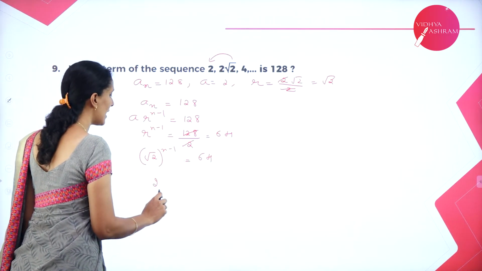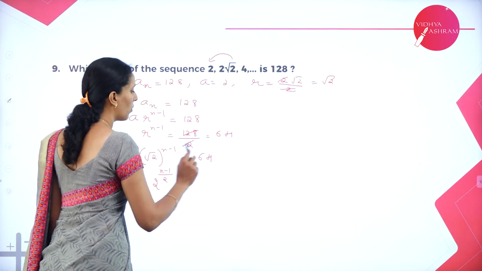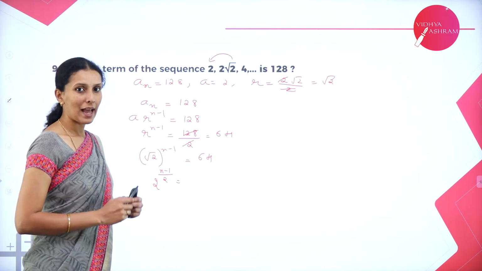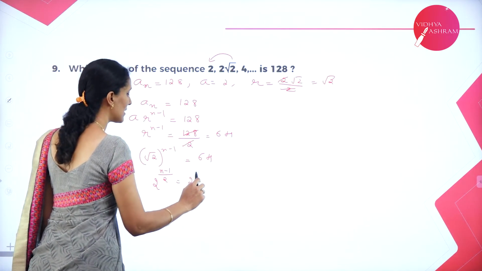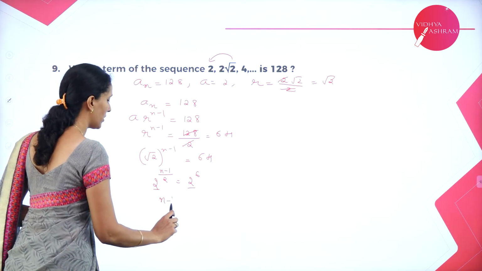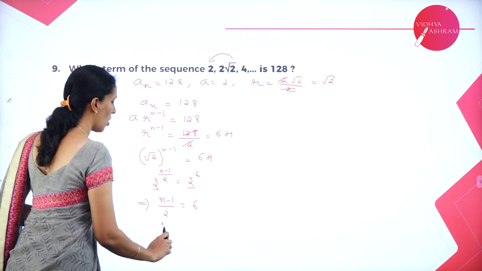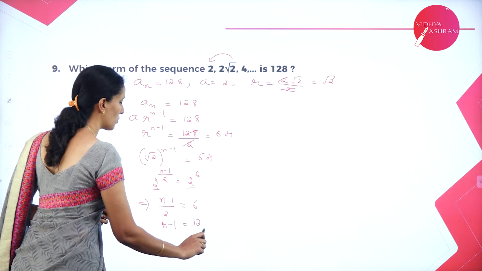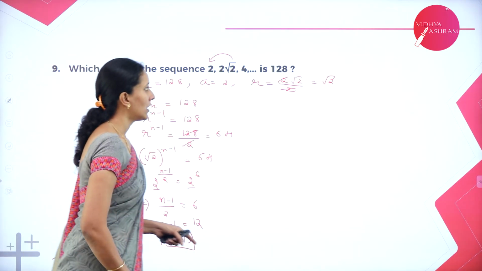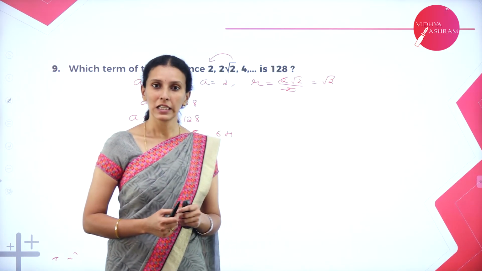Or I can write this as 2 to the power n minus 1 divided by 2. 64 can be written as 2 to the power 6. So since bases are equal, powers can be equated. So we can write this as n minus 1 by 2 is equal to 6, or n minus 1 is equal to 12, or n is equal to 13. So we have got the 13th term as 128. So the value of n is 13.